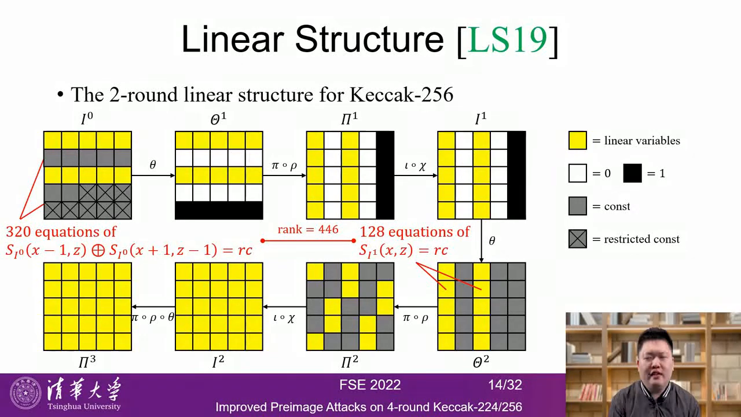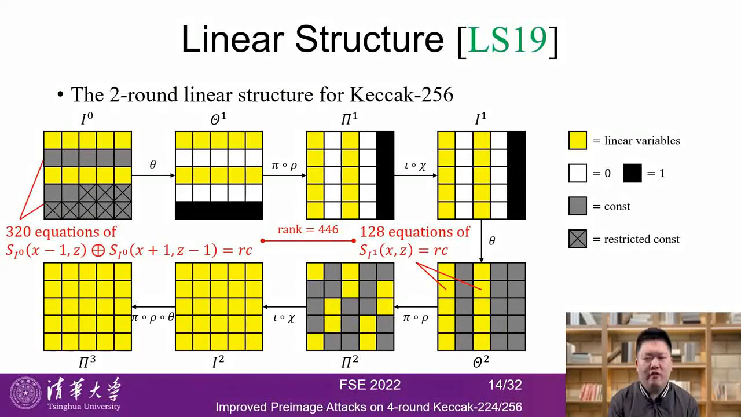Here each square represents a 64-bit lane. The initial state contains 10 variable lanes, leaving 15 constant lanes. Among those constant lanes, 8 lanes are restricted because they are out of the range of the message block, as marked by diagonals. The linear structure starts with 320 column sum equations to prevent diffusion in the first theta step.